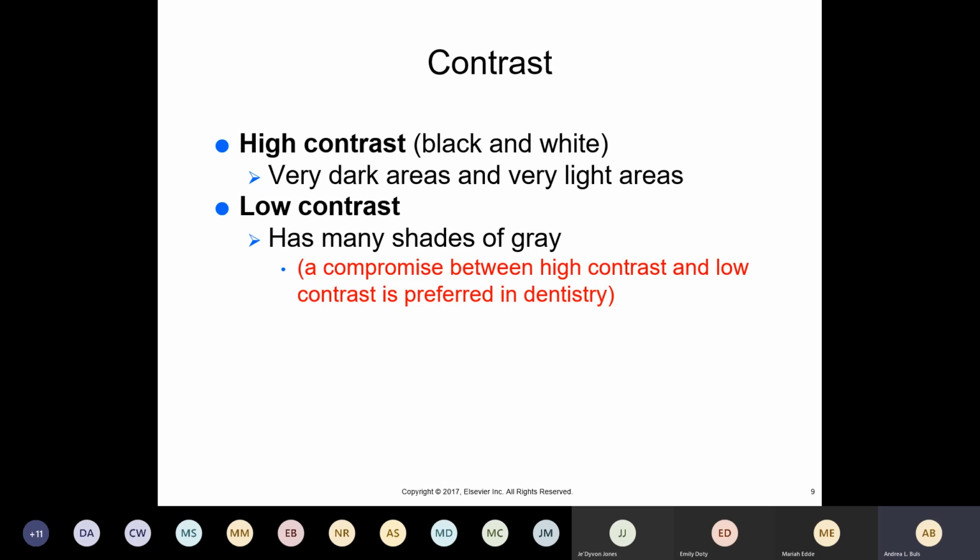So that means high contrast, again, black and white. Low contrast, many shades of gray. A compromise between these is what's preferred in dentistry, but like I said, many general dentists like that high contrast for decay detection, and periodontists tend to lean more on the low contrast end because they like to see more differing shades.